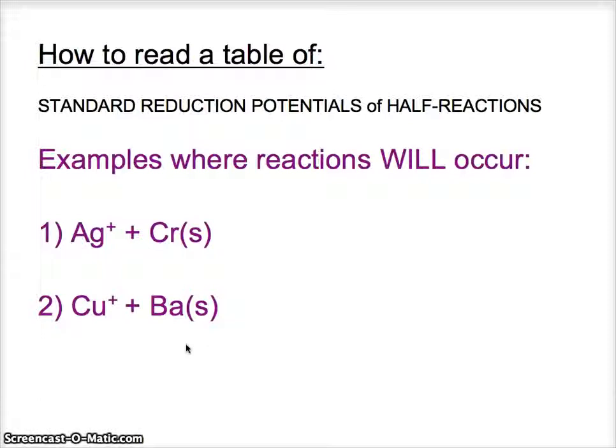So now that we know where reactions won't happen, these are examples where reactions will happen. Find these on your table and see how are they different from the previous examples. You started with silver, and you move, and you also end up with chlorine. When you pair these two together, there will be a reaction. And when you pair copper plus with barium solid, there will be a reaction. So what does that mean, there will be a reaction?